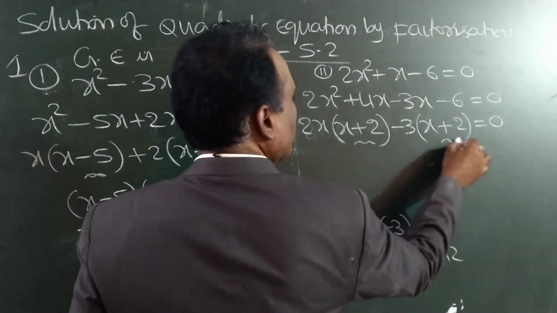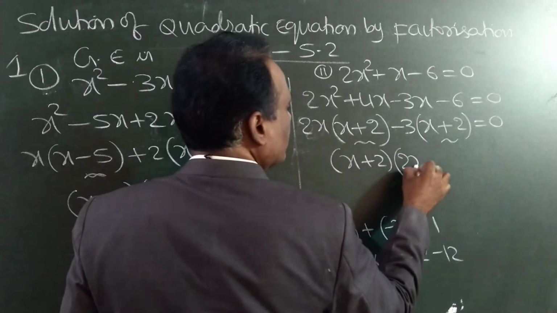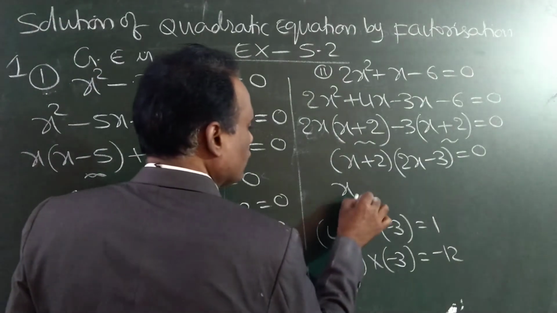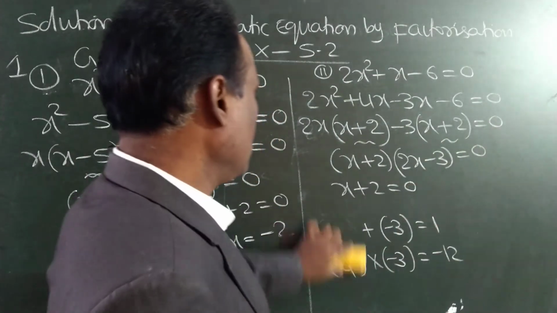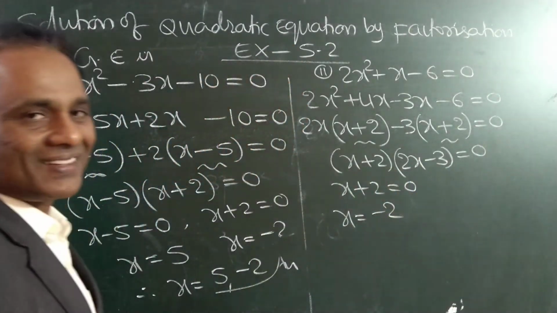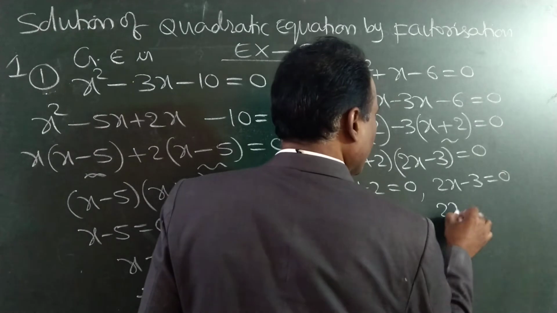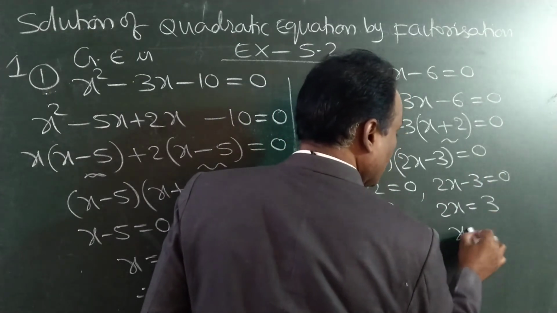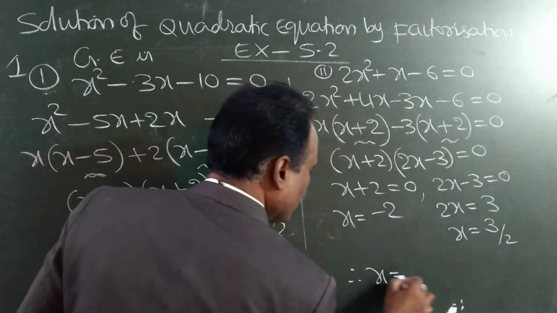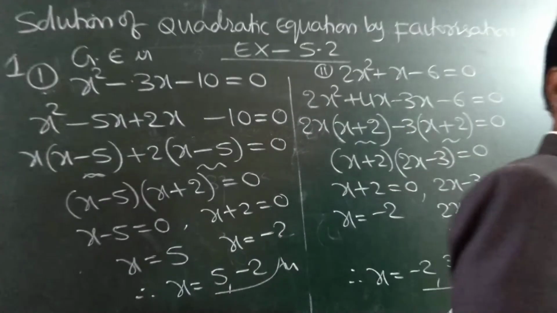So x plus 2 is common. Here 2x remains, minus 3 remains. So x plus 2 is equal to 0, x is equal to minus 2. Next, 2x minus 3 is equal to 0. 2x is equal to 3, x is equal to 3 by 2. So therefore, x is equal to minus 2 comma 3 by 2. Write down, students.